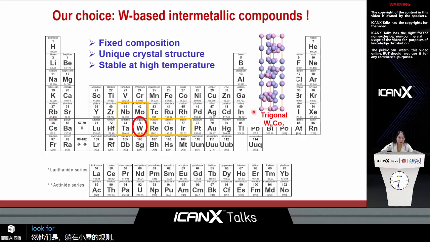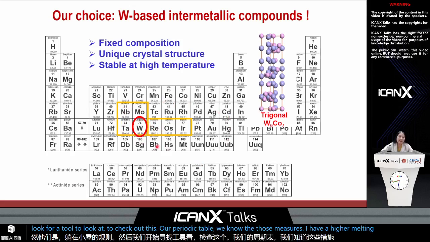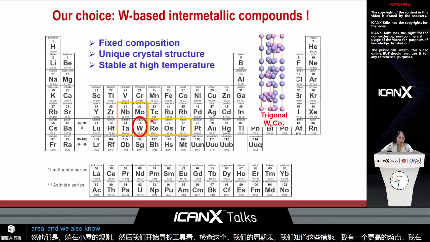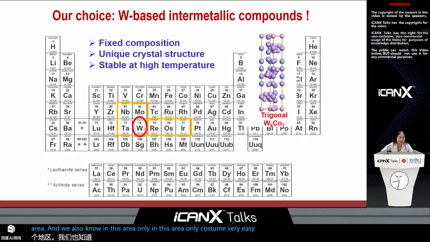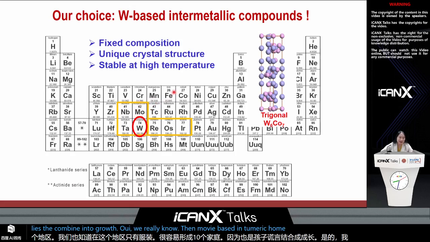We know that those metals which have a high melting point are in this area. And we also know that in this area only molybdenum and tungsten are very easy to form intermetallic compounds. And because molybdenum can also catalyze the carbon nanotube growth, we know that molybdenum-based intermetallic compounds are not a good selection.